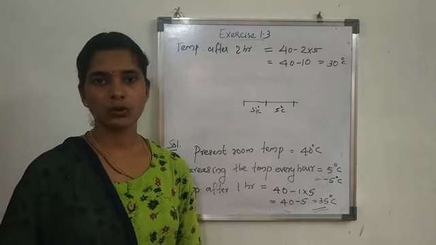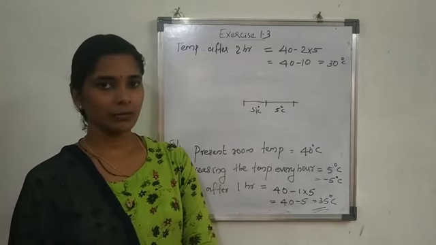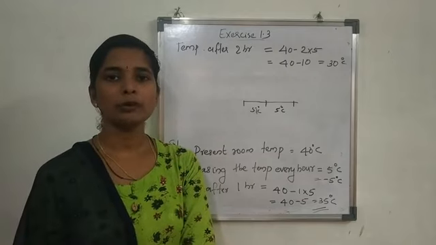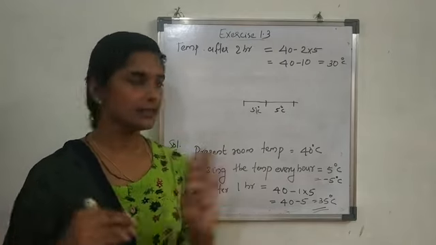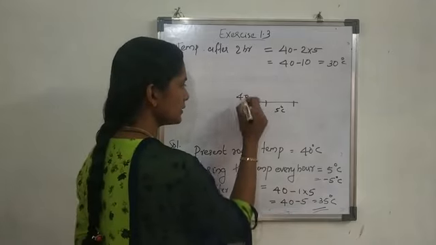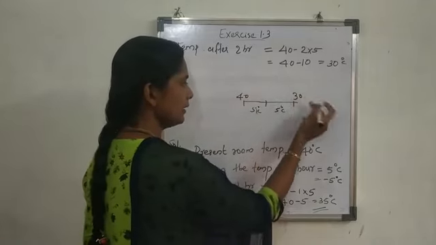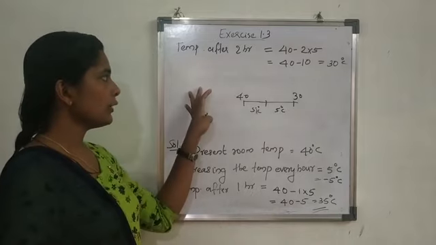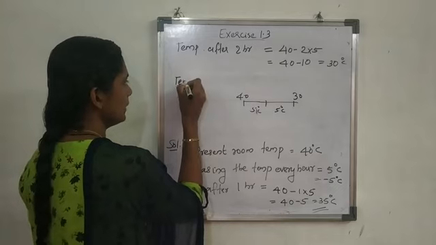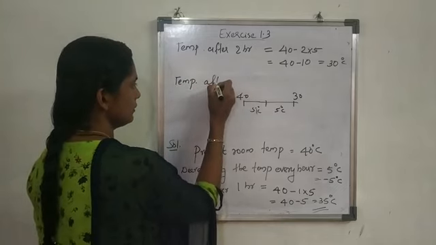Clear? Now it is 40. Then after 1 hour 5 is decreasing, that is 35. Then the next hour, that means after 2 hours, 10 will decrease. Starting from 40, 10 is decreasing, then 30 will come. Now we have to find the room temperature after 10 hours.